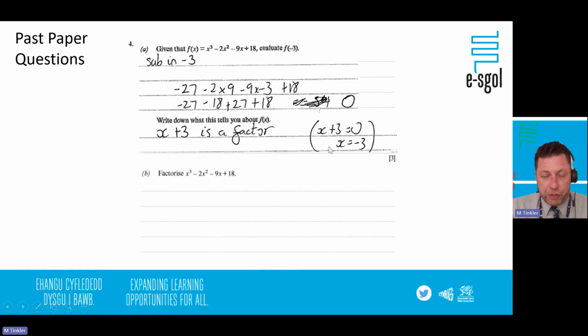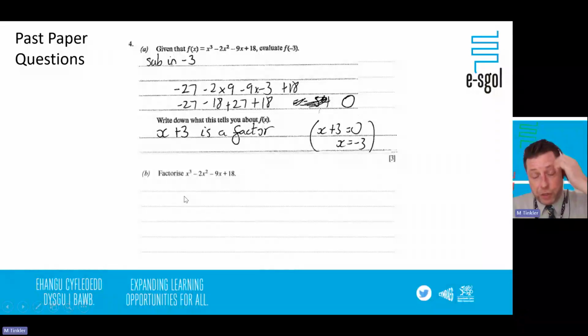In brackets, I've explained over here why it is x plus 3. I've written that in brackets. You certainly don't have to write that on your exam paper. It's just for your understanding. So x plus 3 is a factor. Now, some years they might say hence factorize, which means work something out from up above. But our first factor is going to be x plus 3.